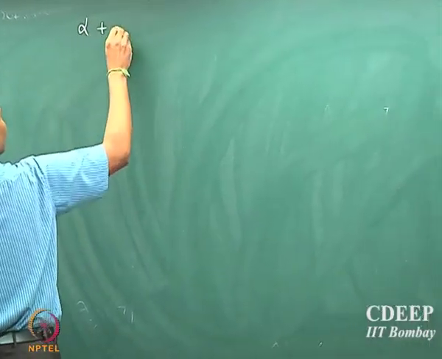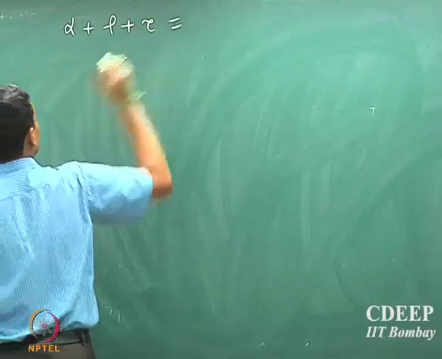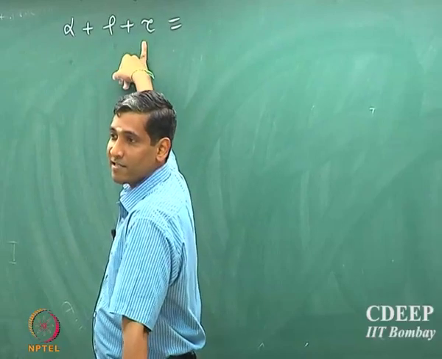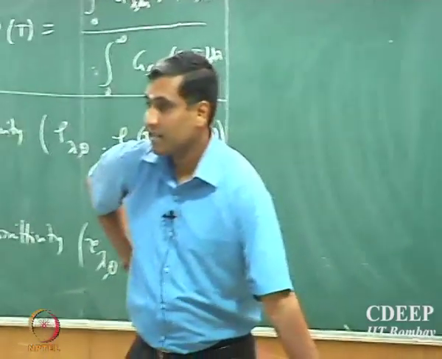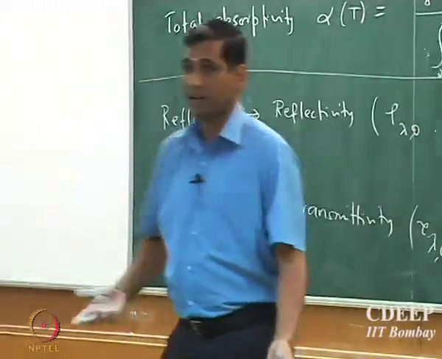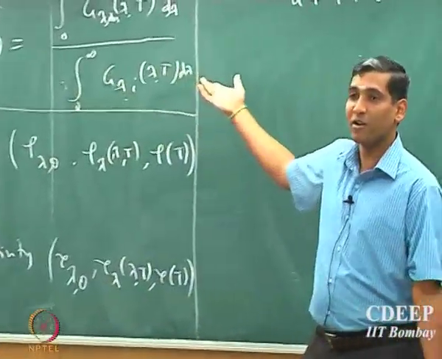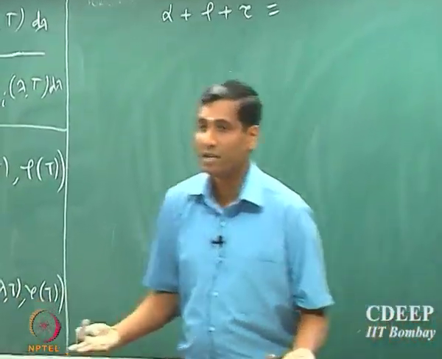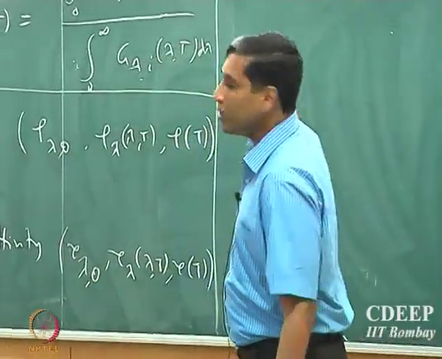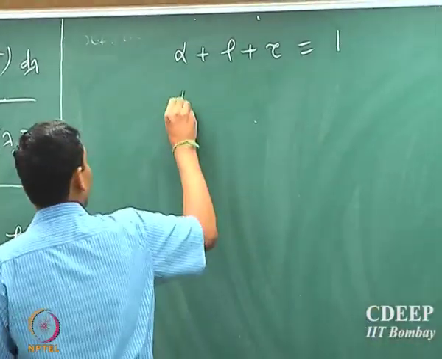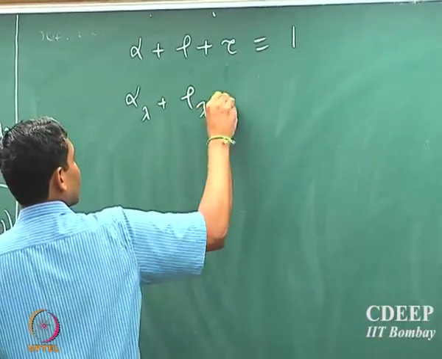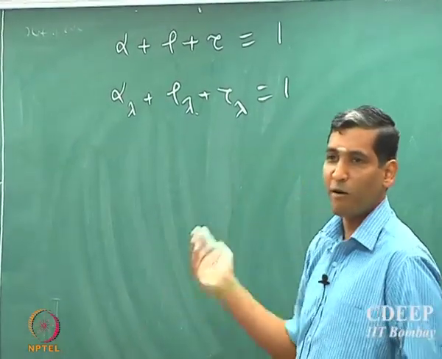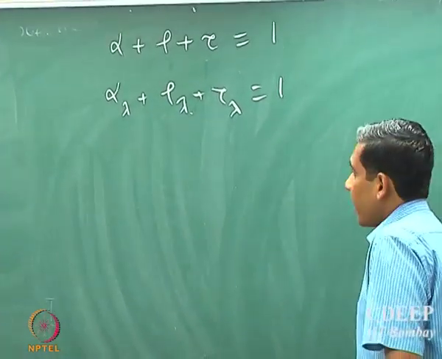So what is alpha plus rho plus tau? Total absorptivity plus total reflectivity plus total transmittivity. It's 1, because all the ratios are defined based on the incident intensity. The only 3 possible ways by which the irradiation can be split are these 3 modes, and therefore this should be equal to 1. And similarly, the spectral version is also equal to 1. It's very straightforward to see this. Any questions so far?